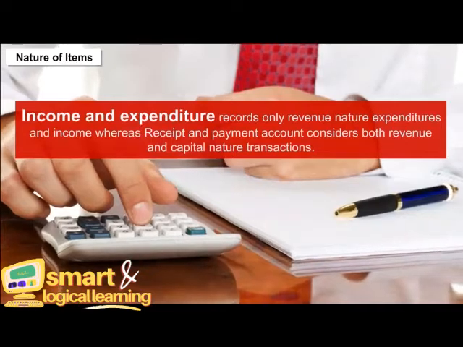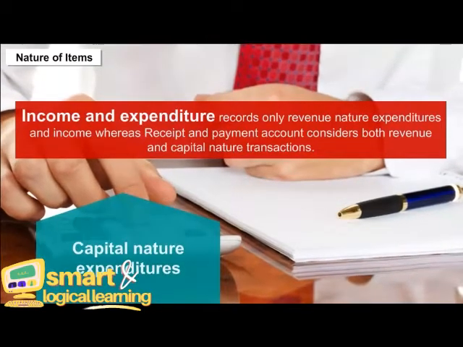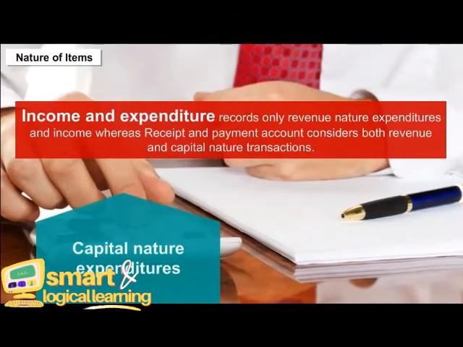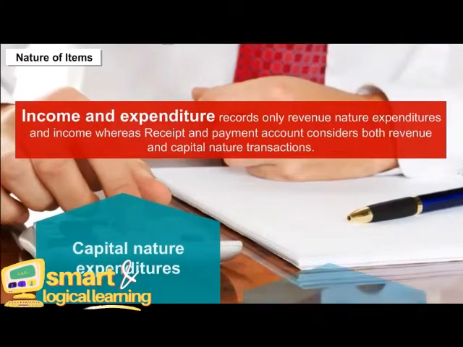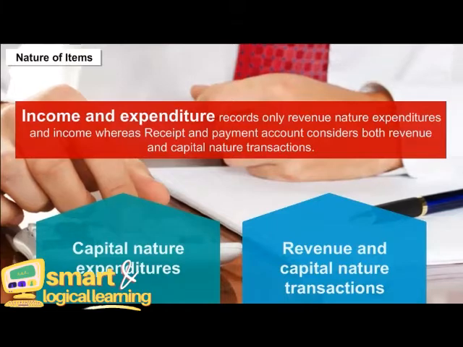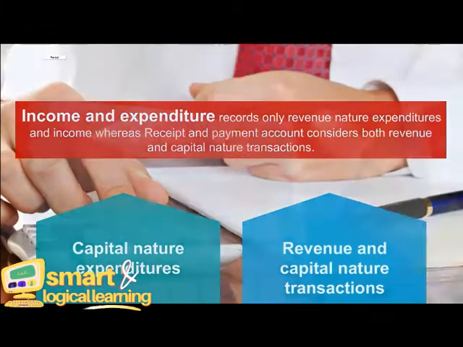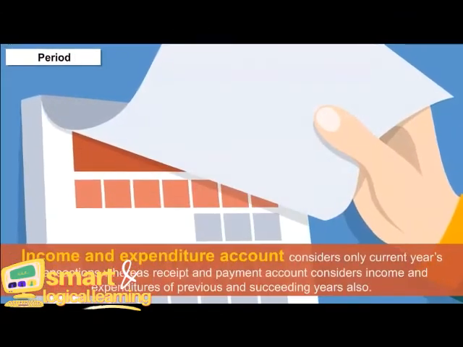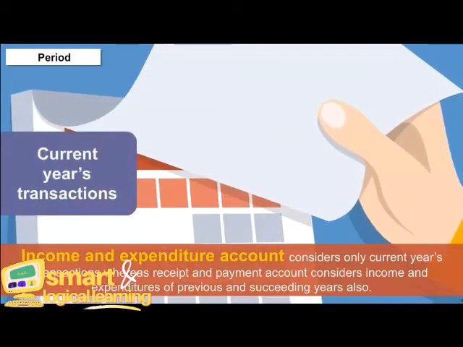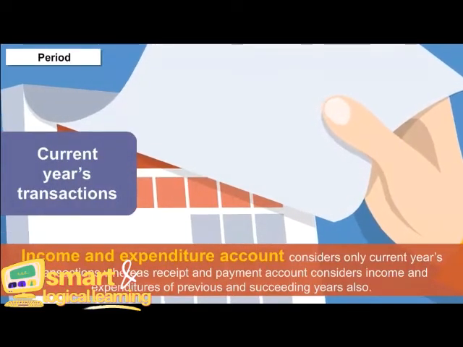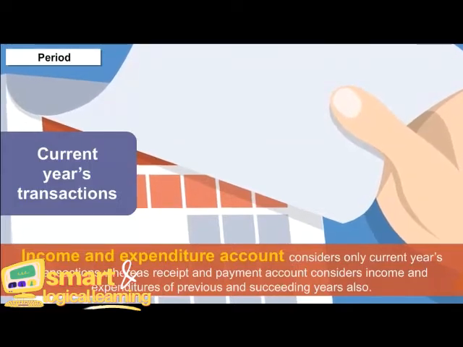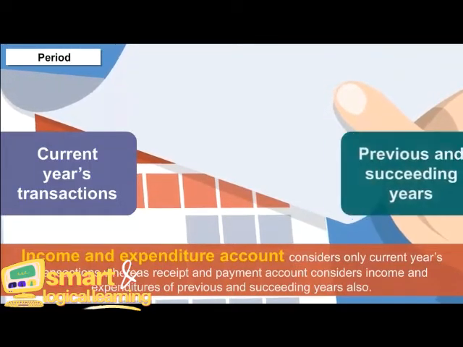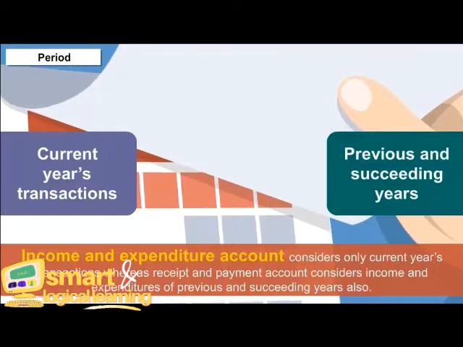Income and expenditure account records only revenue nature expenditures and income, whereas receipt and payment account considers both revenue and capital nature transactions. Period. Income and expenditure account considers only current year's transactions, whereas receipt and payment account considers income and expenditures of previous and succeeding years also.